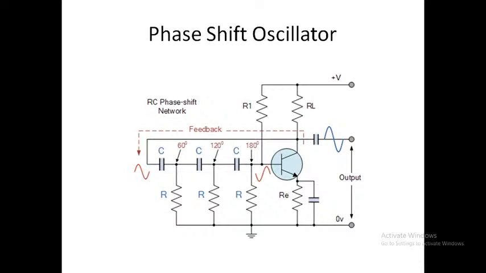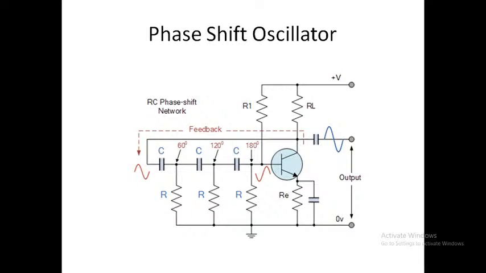So we go to the phase shift oscillator. This is the phase shift oscillator circuit. Now you can see there is an amplifier, a transistor. There is a single stage amplifier with resistors R1, RL and RE.